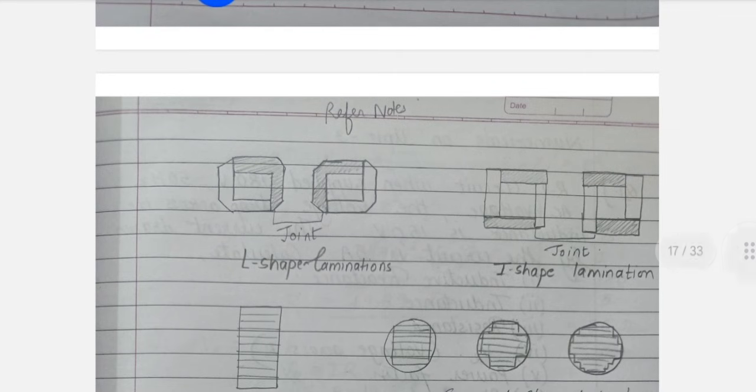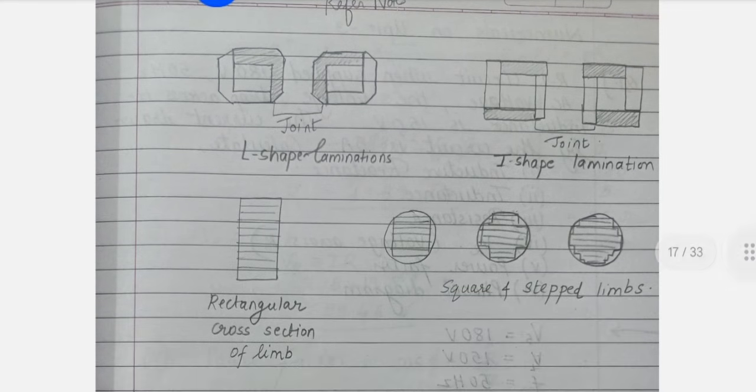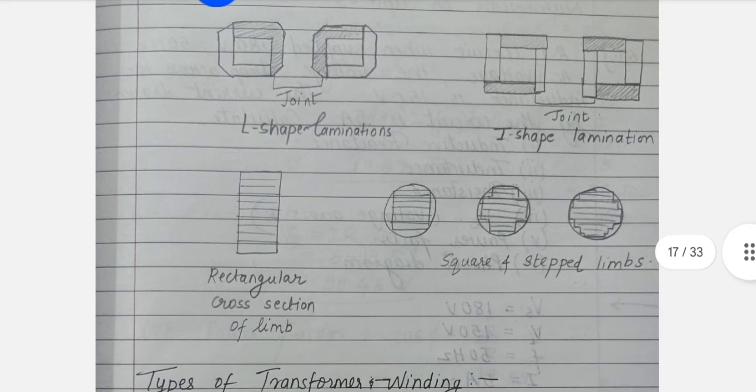Then we have L-shape laminations and J-shape laminations. The question may arise: explain L-shape and J-shape lamination. In transformer construction, L-shape and J-shape laminations refer to variations in the design of the transformer core. For L-shape lamination, L-shape laminations form a core which resembles the letter L, and the core consists of two limbs perpendicular to each other. Commonly it is used in distribution transformers. Its advantages are simplicity in design, cost effectiveness, and suitability for lower power applications.